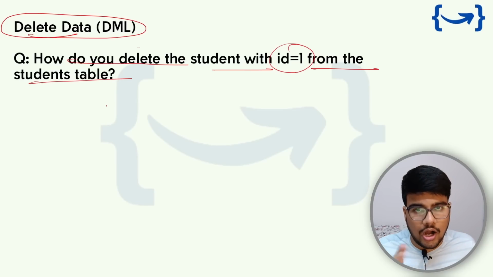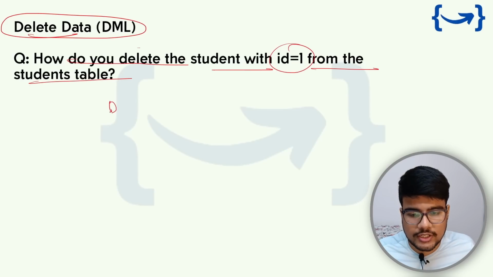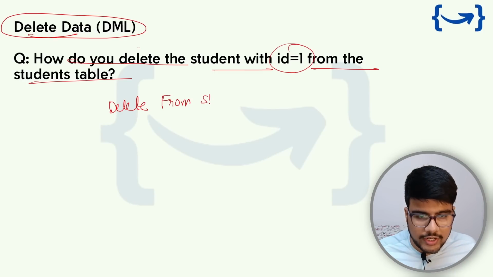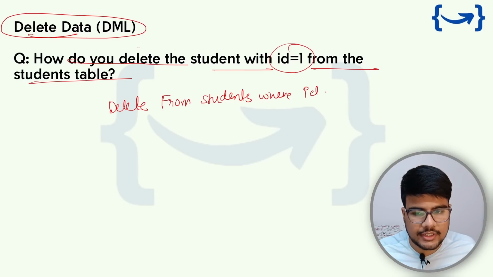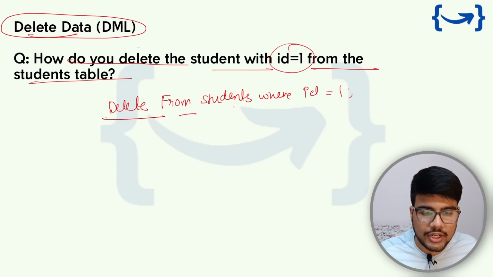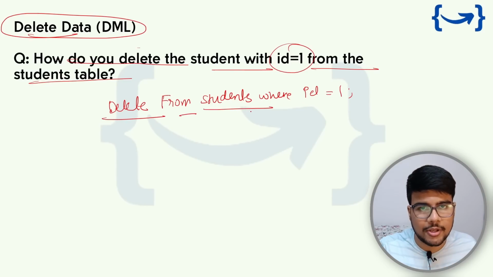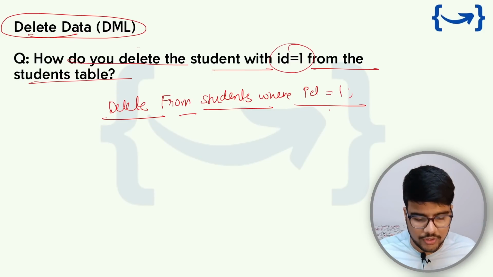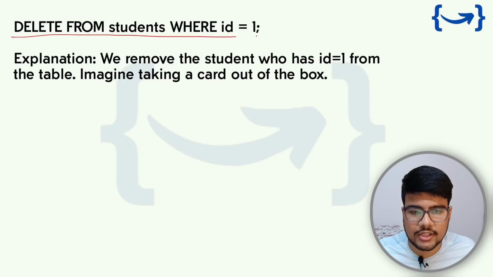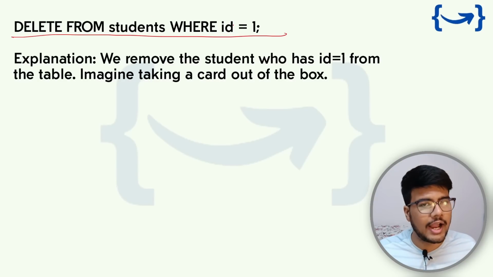Okay, so what I need to do is use the delete keyword here. Now delete from students where ID is equal to 1. So this would be the correct syntax because we know that delete, and now from where do I need to delete? Students. That is the table where we need to find the ID equal to 1 and just delete that particular row. Now let's see what the correct query would be. So delete from students where ID equal to 1.